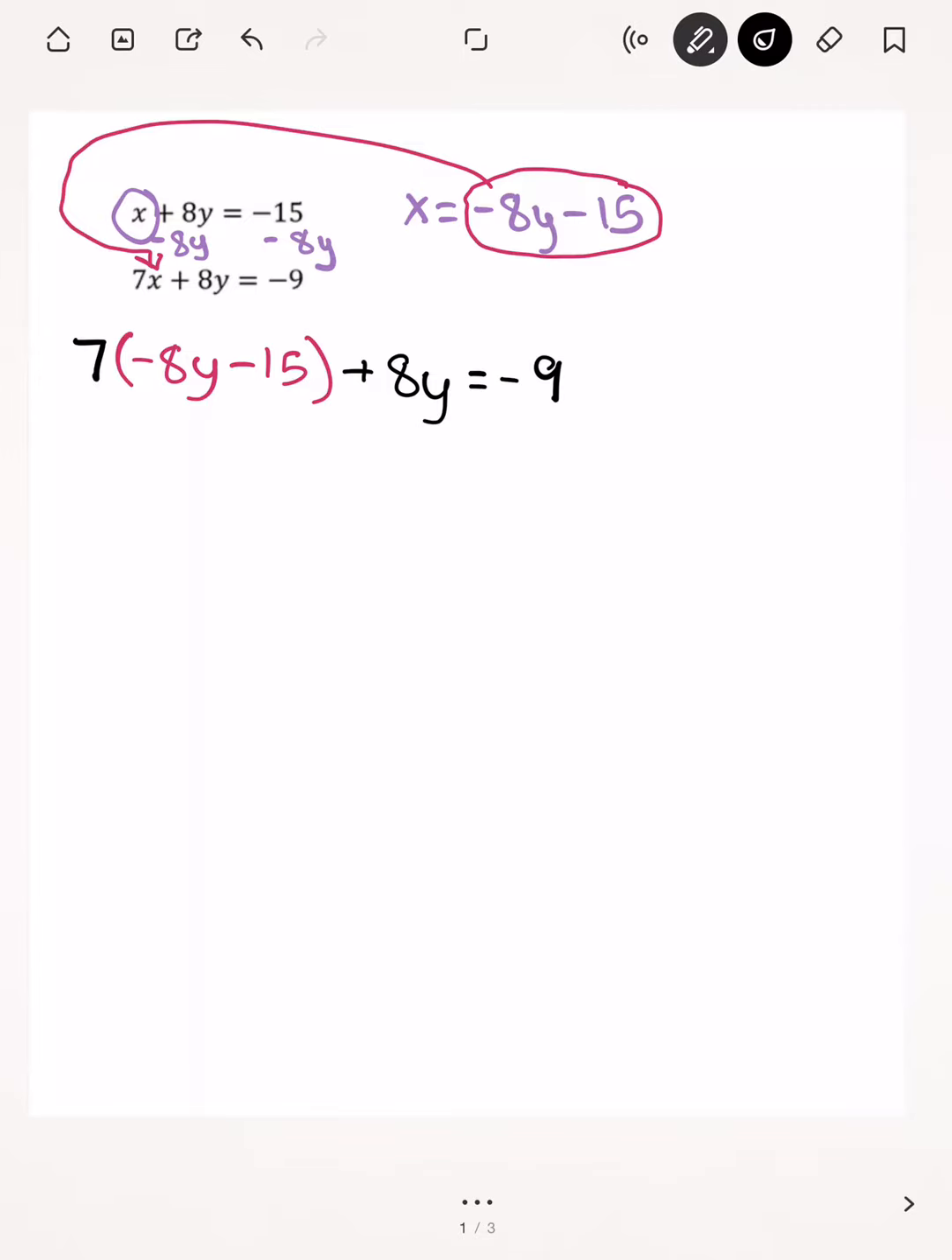From here, all I'm going to do is solve. Notice this equation only has the y variables. We substituted a value in for x, so we no longer have x. I'm going to distribute: 7 times negative 8y is negative 56y, and 7 times negative 15 is negative 105. I have this plus 8y equals negative 9.